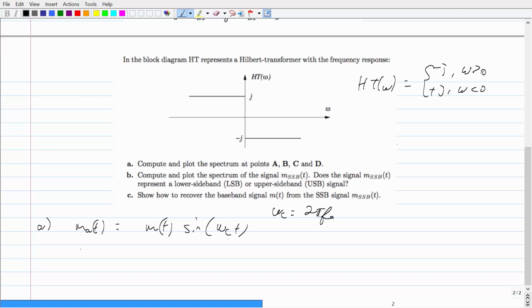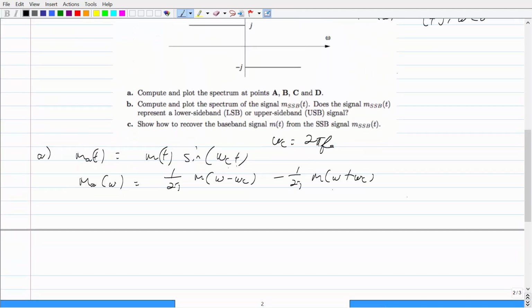When I take the Fourier transform of this, in terms of omega, if you remember your Fourier transform properties, this is equal to 1 over 2j M(omega minus omega_c), minus 1 over 2j M(omega plus omega_c). This deals with convolution. Instead of a half, it's a half over 2j. I don't like the j's on the bottom, so remember that 1 over j is equal to minus j.